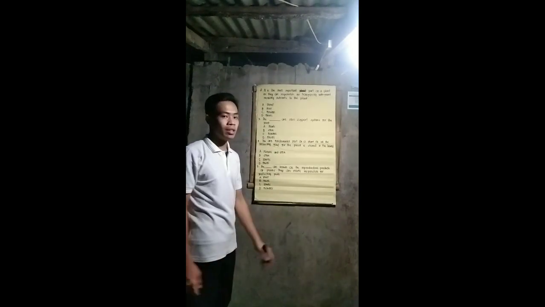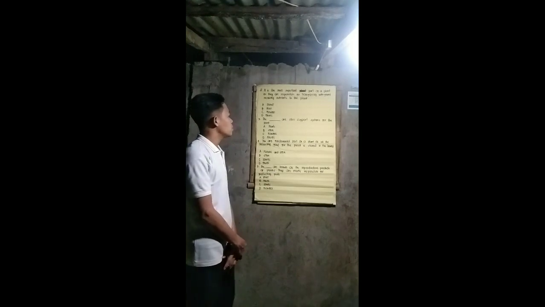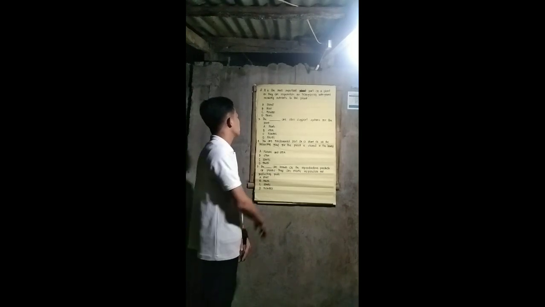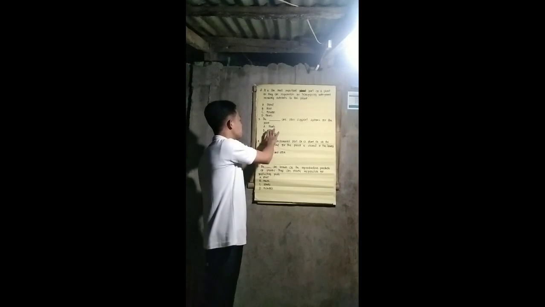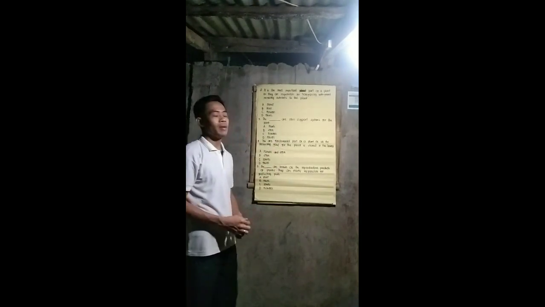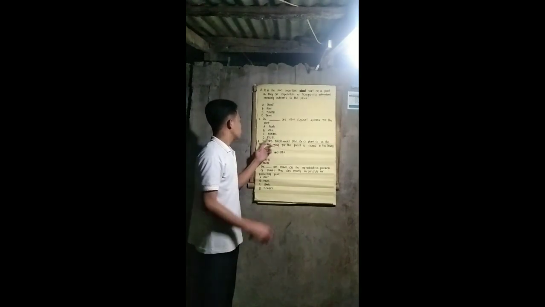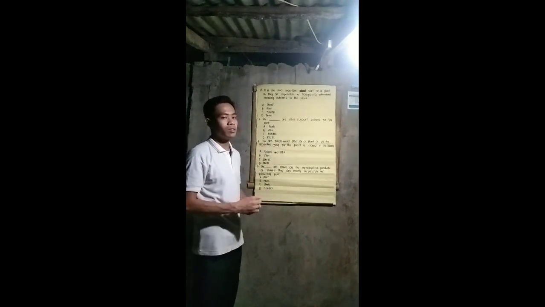And number 3. The blank is also the support system for the plant. Letter A, plants. Letter B, stem. Letter C, flowers. And letter D, fruits. So write your own correct answer.